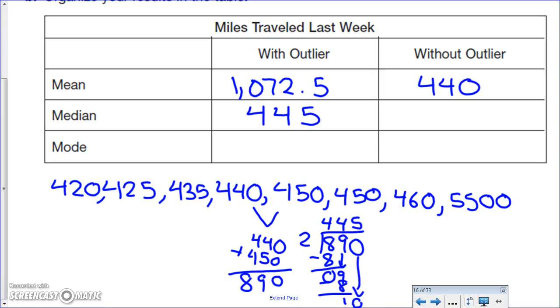Next, to find it without the outlier, we're just going to erase the outlier from the end. And now we have an odd number of data points. So now all we have to do is count and find the one in the middle. In this case, it's 440.